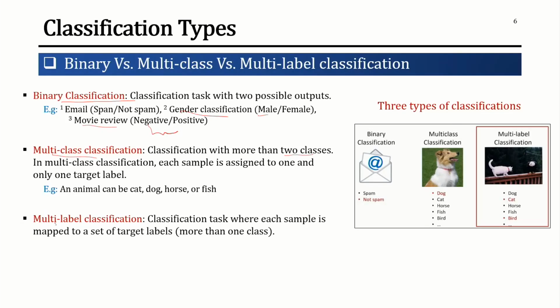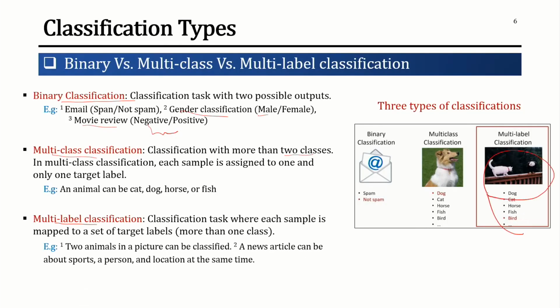And last but not least, we have multi-label classification. This is a classification task where an example is mapped to a set of target labels. It can have more than one class. So you can have many possible outputs, and it can be mapped to more than one class. As you can see in this picture, we have a lot of information. We can detect the information in this picture: this is a cat and this is a bird. So we can detect many pieces of information.